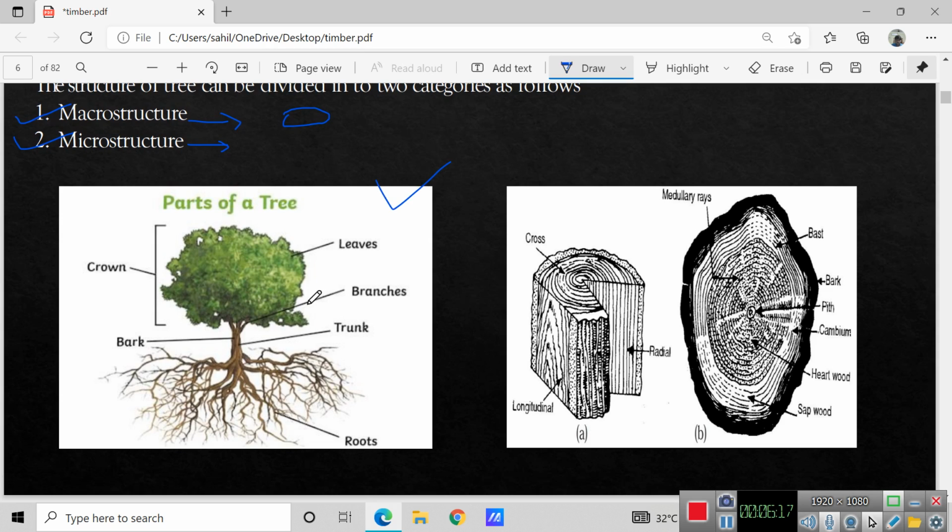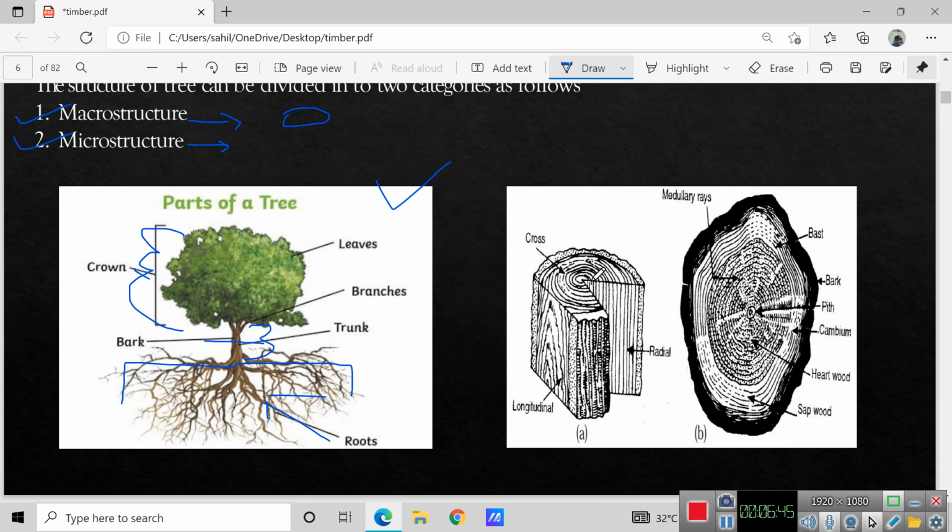Now in engineering terms, a tree can be divided into three parts. That is basically the topmost part, which contains most of the leaves, is known as crown, and the middle part is known as bark, and the lowermost fibrous part is known as root.